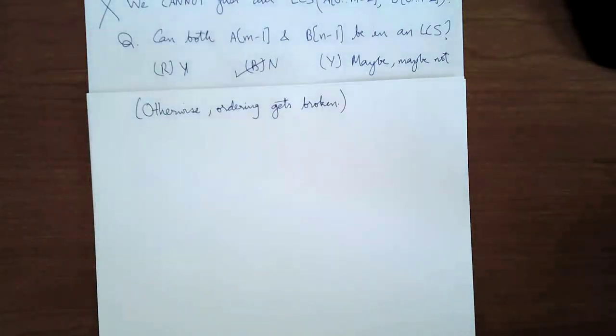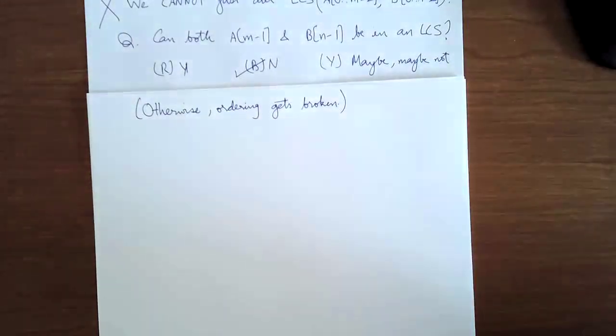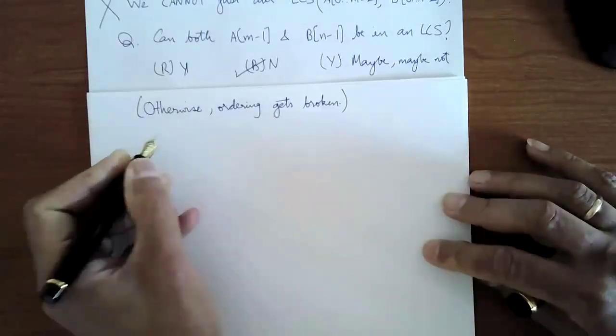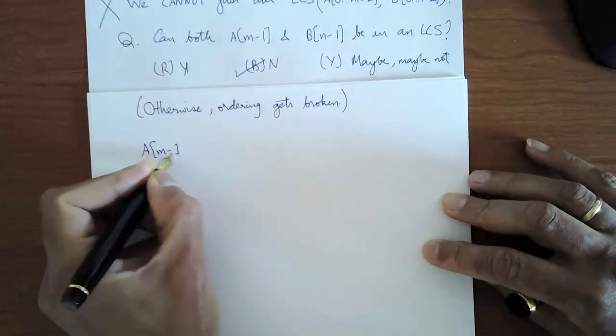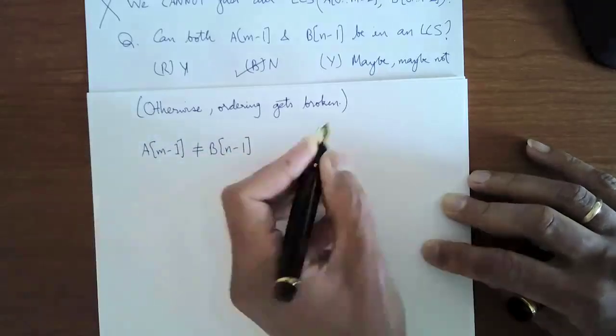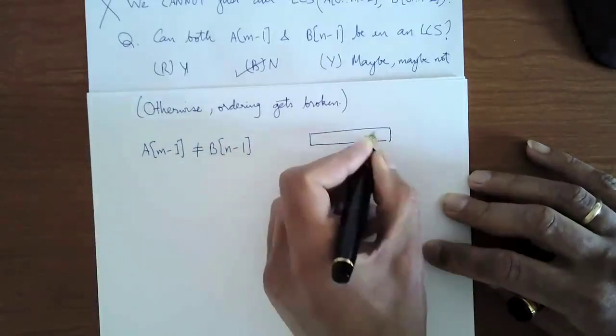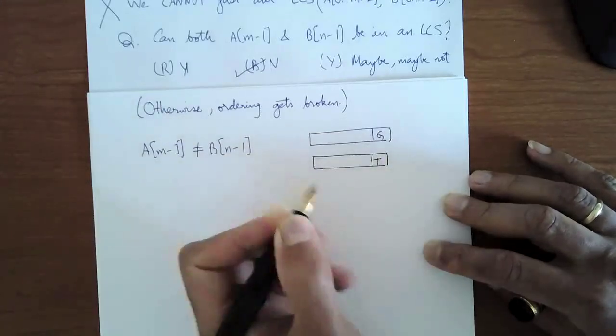Otherwise, the ordering gets broken. So they both cannot be in an LCS. So what you have is a situation where, again, A_m minus 1 is not equal to B_n minus 1. So just to put an example, that's G, and that's a T.